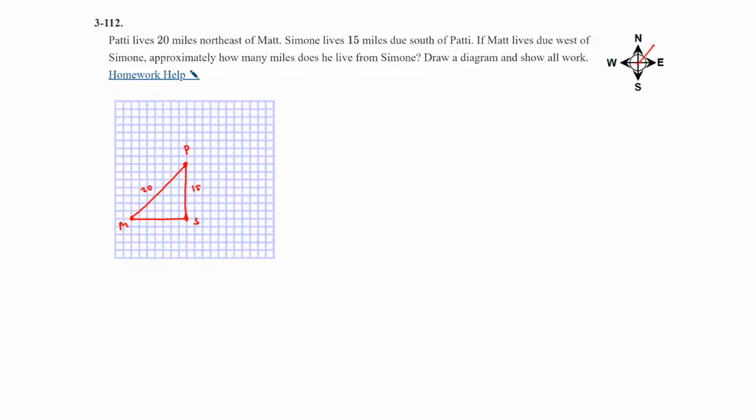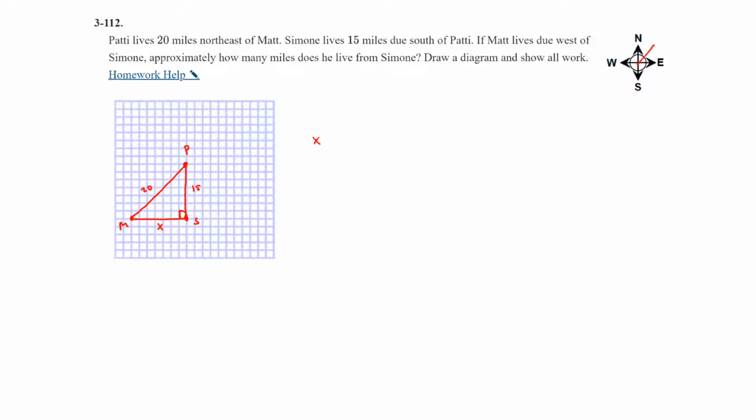So if Matt lives due west of Simone, approximately how many miles does he live? So we don't know this value, which now that we have it all set up, we can see that it will be a right triangle. But reading through that, initially I had no idea. So it was nice to set it up on a grid to be able to see that. Now you don't need the grid to do that, but you do have to recognize if you're due south and due west that they have to match up.